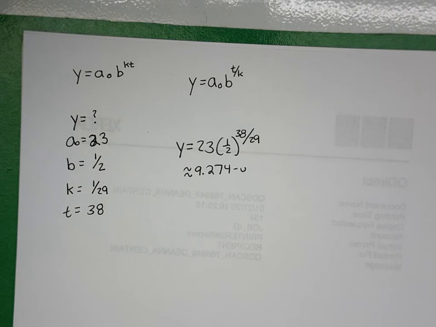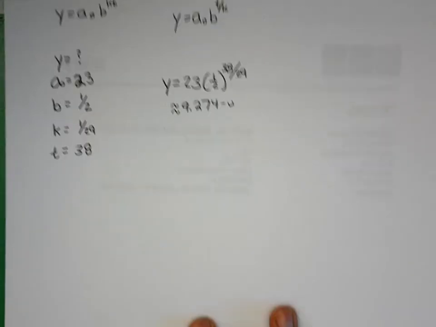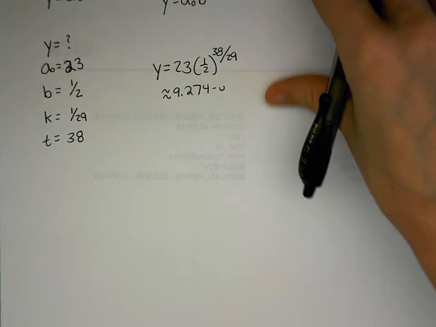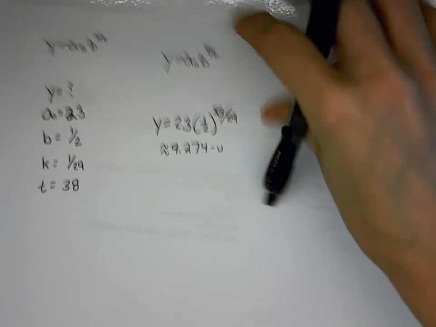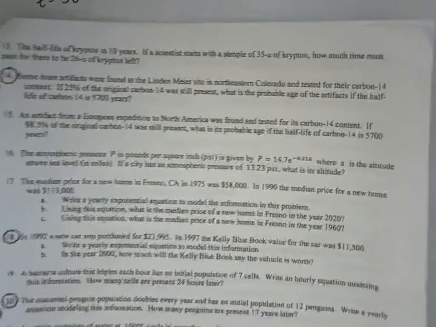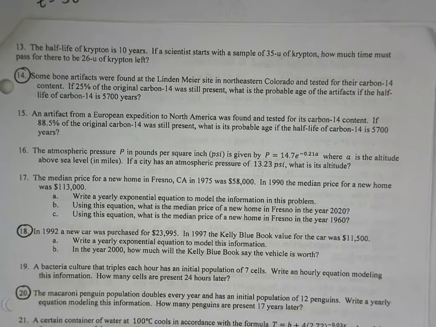Okay, so next one, we've got number 14. Sorry, let me slide this paper up here real quick. There we go. So number 14, we have some bone artifacts were found at the Linden Muir site in northeastern Colorado and tested for their carbon-14 content. If 25% of the original carbon-14 was still present, what is the probable age of the artifacts if the half-life of carbon-14 is 5,700 years? Okay, so go ahead and pause the video, give this one a shot, restart it when you are ready.